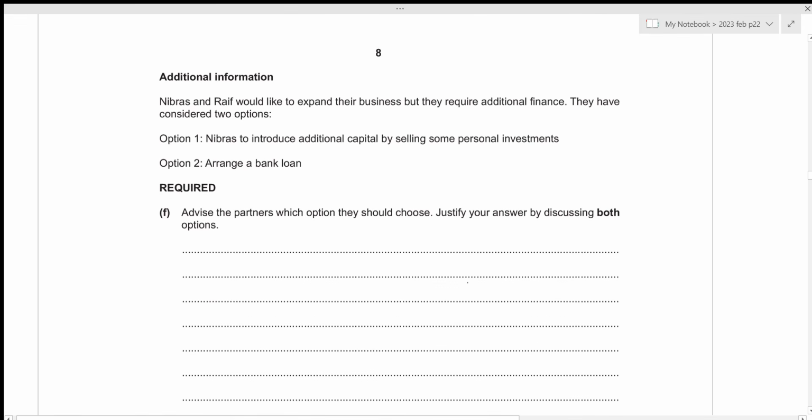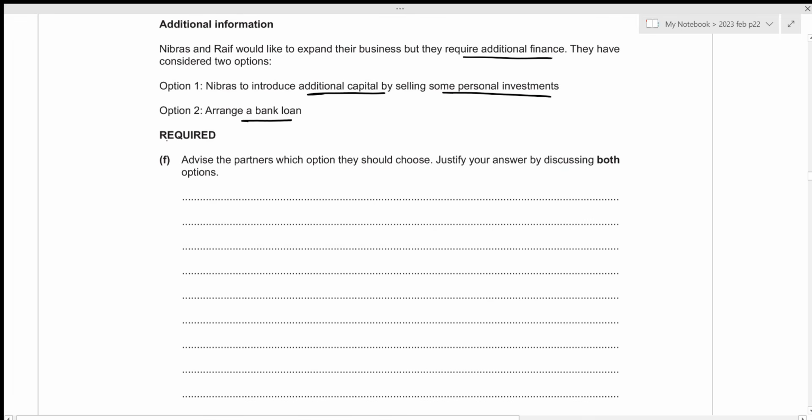We have additional information. Nibras and Raif would like to expand their business, but they require additional finance, and they have considered two options. Nibras is to introduce additional capital by selling some personal investments, or they are to arrange a bank loan. We now need to advise the partners which option they should choose by justifying our answer, discussing both the options. Okay, let's discuss option one.